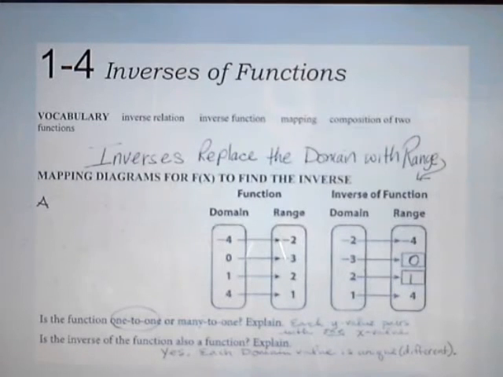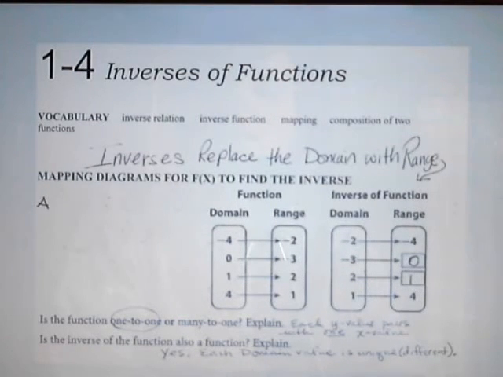All right, here's the inverses. The big takeaway is that for inverses, you replace the domain with the range, or the x and the y's, especially points, will switch places. They will reverse. So as you see right here in this mapping example, you have a function.